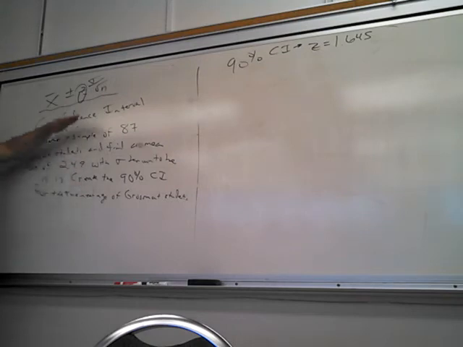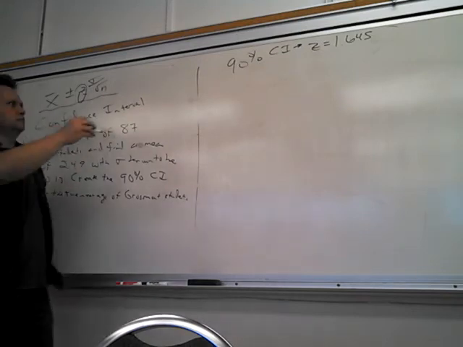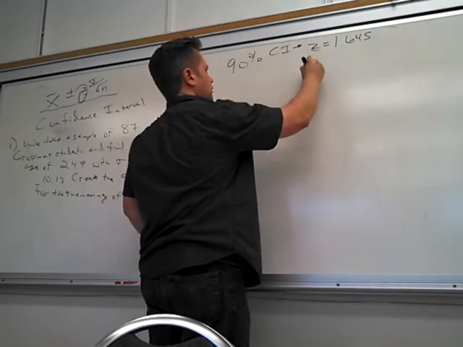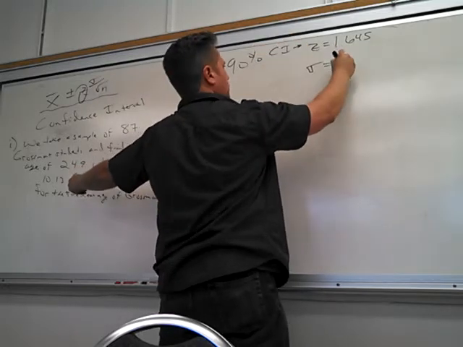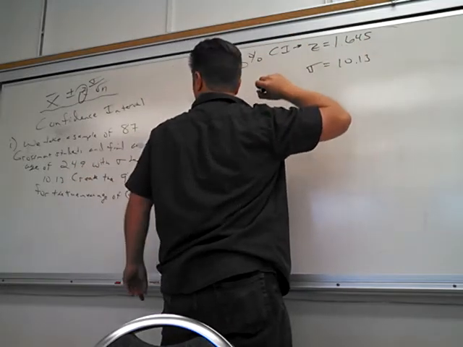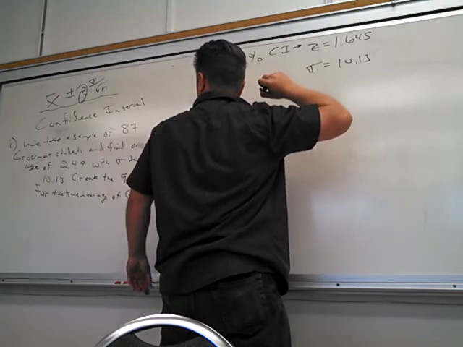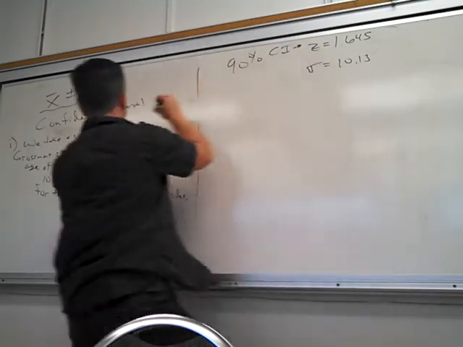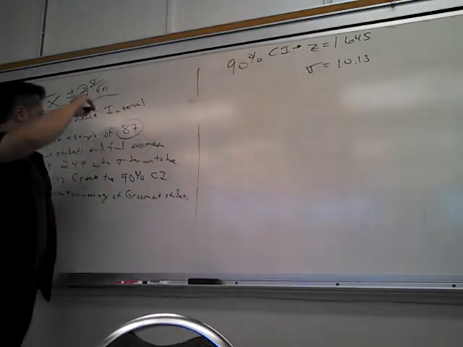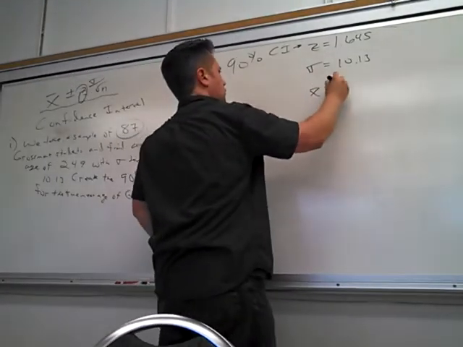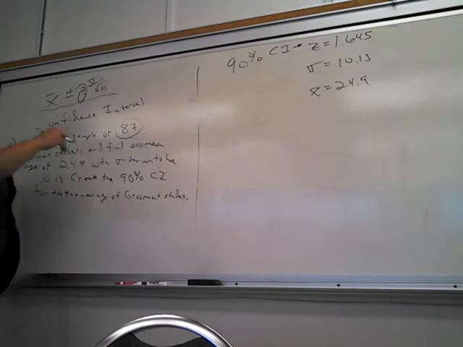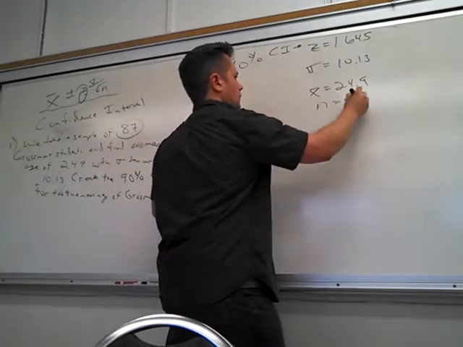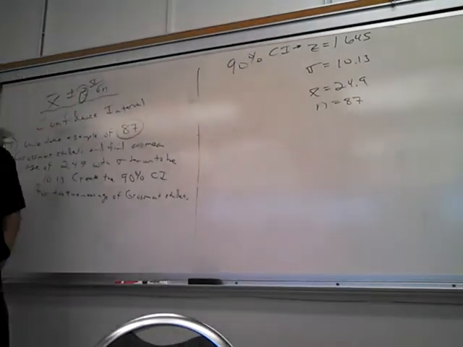What did I give you in here? Yeah, standard deviation is 10.13. What else did I give you? Good. The mean, the x bar, because it came from a sample, right? So x bar was 24.9. What else did I tell you? N is 87, which is everything you need.